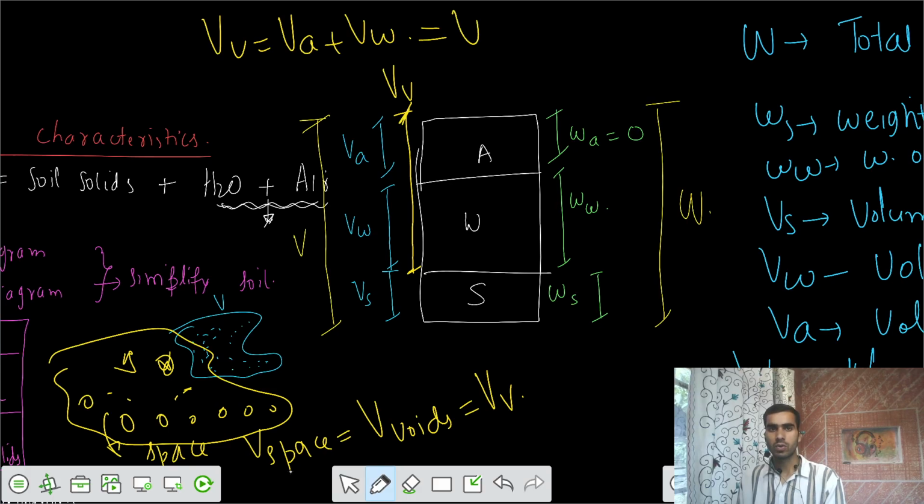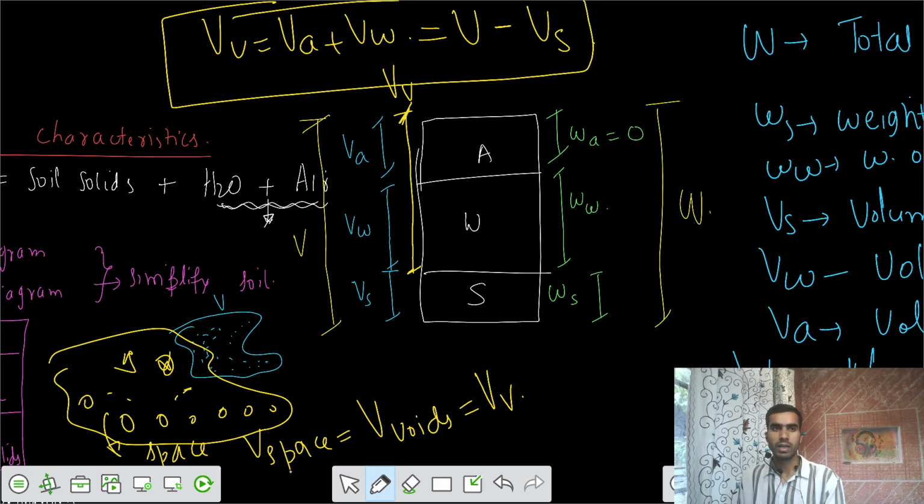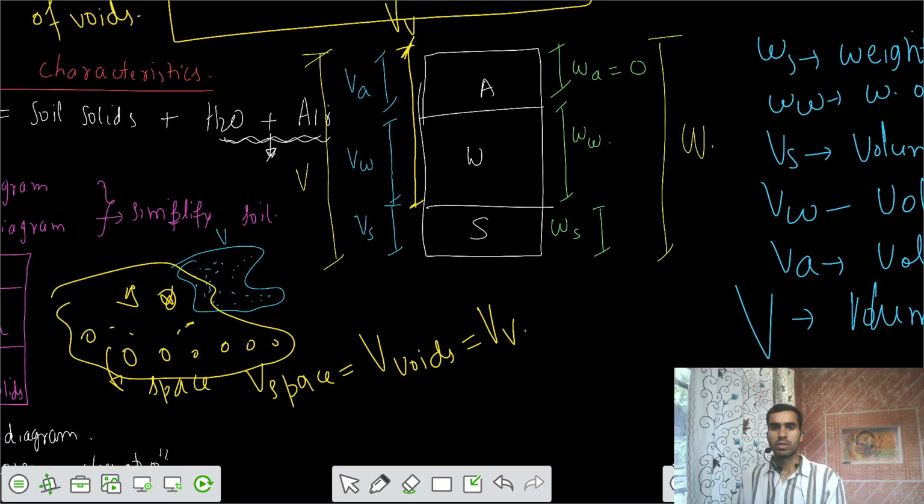So this is the total volume of the soil mass, and you subtract the solid particles, so that we can get the volume of voids. We write it as volume of voids. So this is your general three-phase diagram.